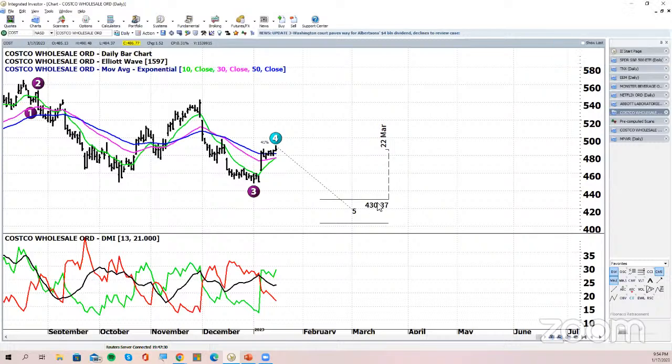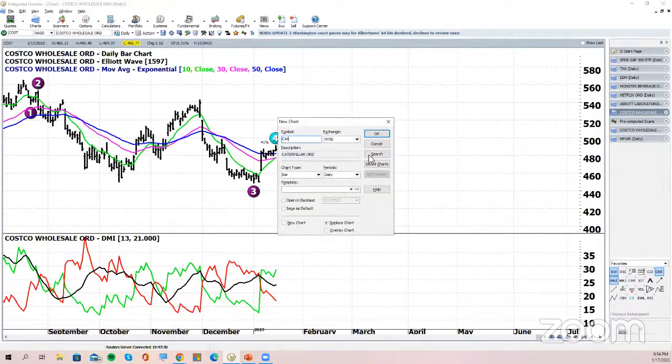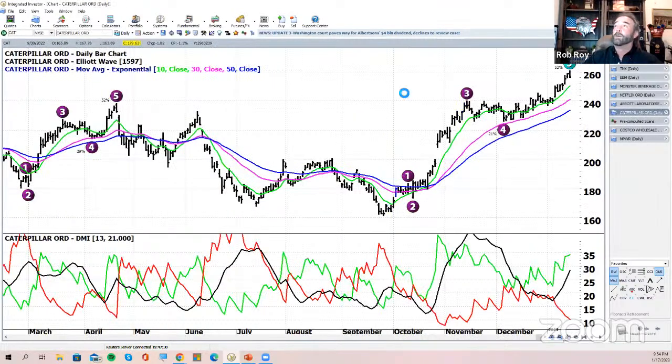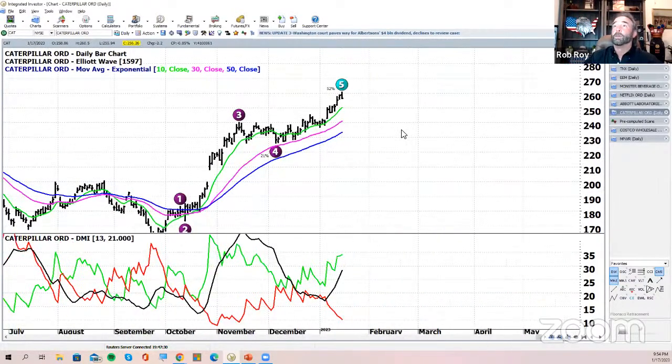Thanks, Rob. So this next one is a few requests, and that's going to be CAT. It's becoming one that we look at for every session. Yeah, this is one I've been wrong on. Breaking above 240, I didn't think would happen, and it did. And so now we're up at 260 and we're overbought.